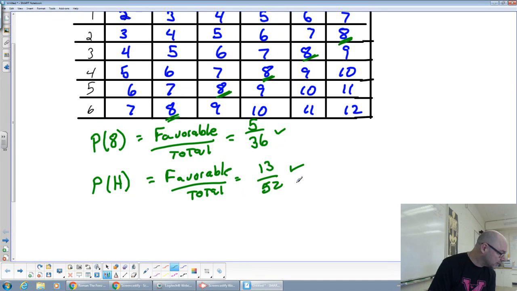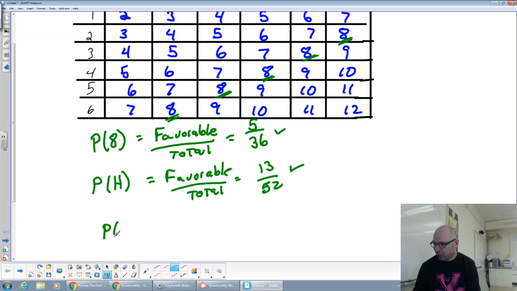Now, the second part of the question says, what is the probability of rolling an 8 on this 6-sided die and then drawing a heart? So and means multiply. Okay, it says roll. So we have to multiply these two together. So probability of rolling an 8 and, so we use this symbol for and, getting a heart. So we have to multiply the two probabilities together. 5 over 36 times 13 over 52.